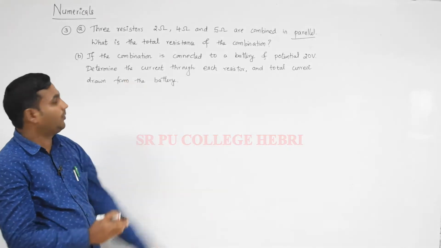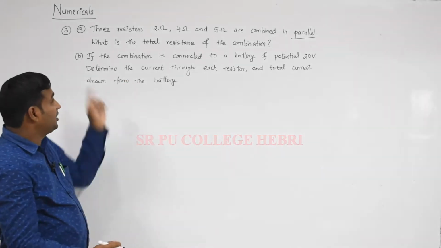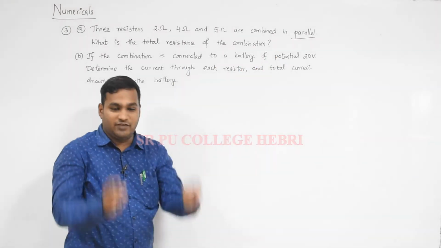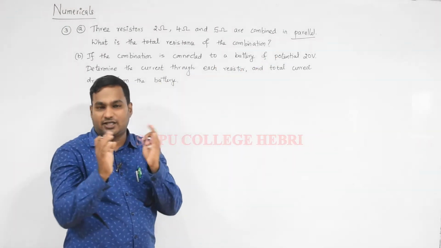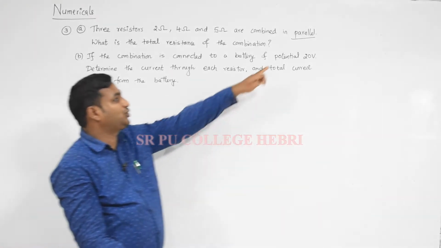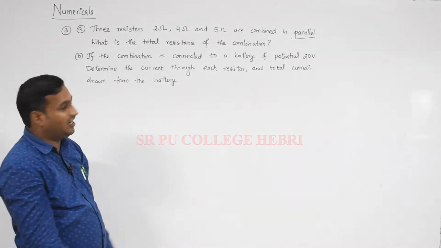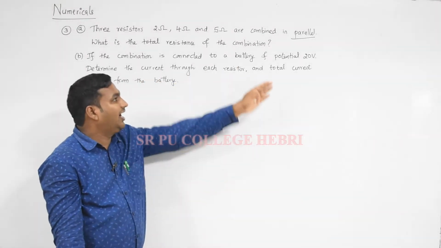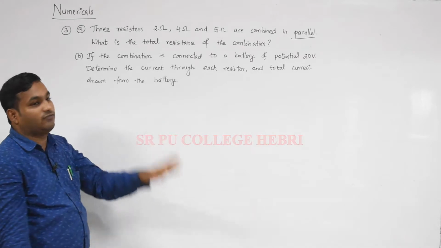resistance during parallel combination. And the second part is: if the combination is connected to a battery of potential 20 volt. If all 3 resistors are connected in parallel, the entire setup is connected across the battery of potential 20 volt. By using that, we have to determine the current through each resistor and total current drawn from the battery.